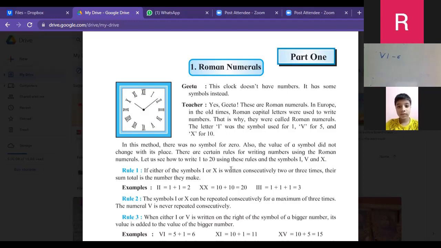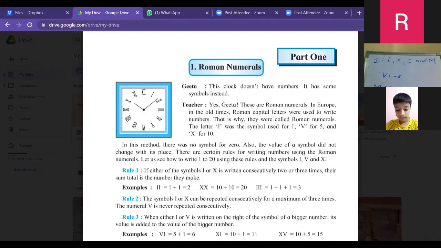Now if you want to write 20, then for 20, double X, 10 and 10. Good. For 2000, what represents 1000? 1000 is M. Correct? So M and M will be your 1000 plus 1000, that is your 2000. Correct? Now let's see in your textbook.